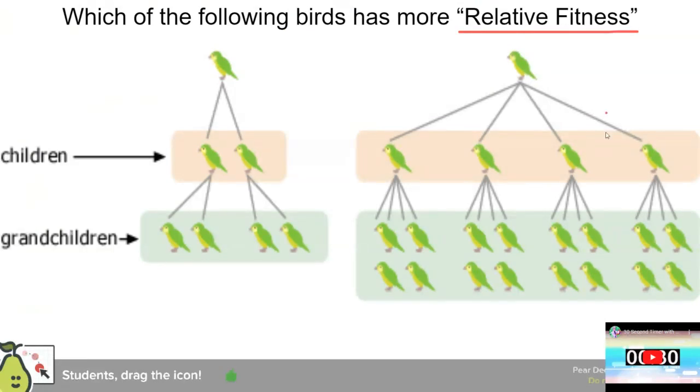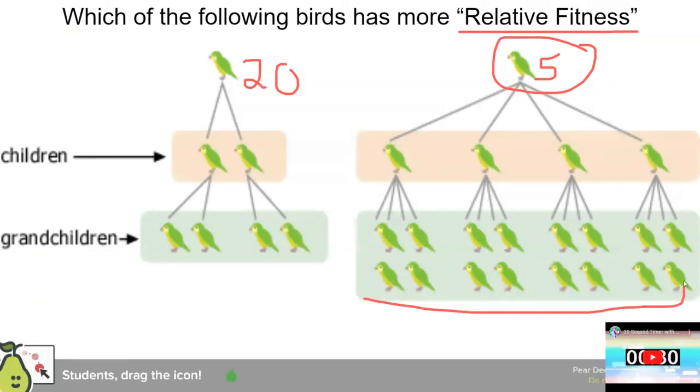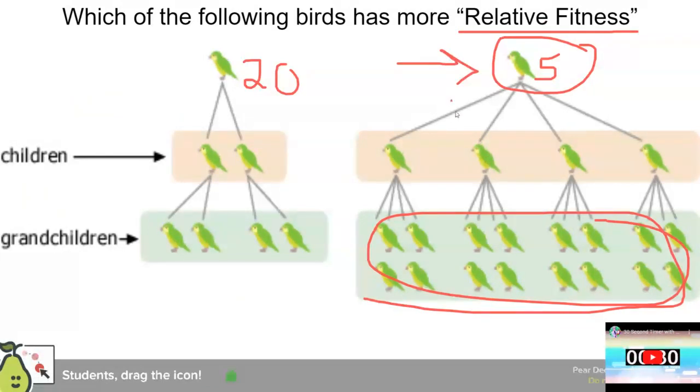Which one has more relative fitness? This bird that lived 20 years or this bird that lived 5 years? Well, in this bird's 20-year lifespan, it only gave birth to two offspring, and those two offspring gave birth to two offspring. But in this bird's short 5-year lifespan, it gave birth to four offspring, and each of those offspring gave birth to four offspring. So the relative fitness is definitely in this guy's favor. He has a lot more relative fitness, even though his life was cut short.